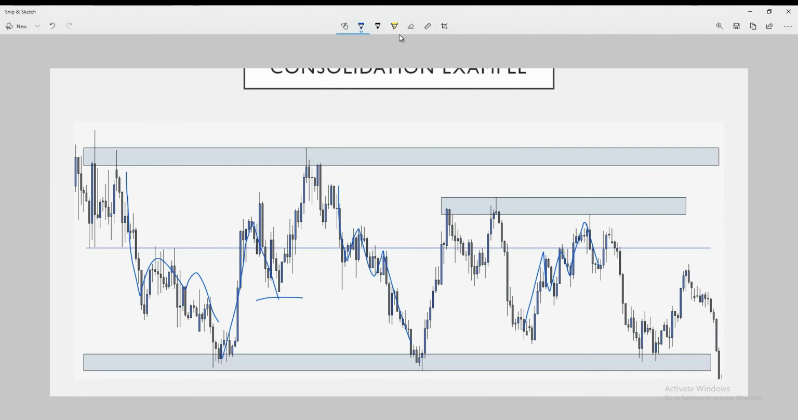All right, so this is consolidations. Let's right now jump onto the live charts and show you how you can practice this and how to flow with the market.